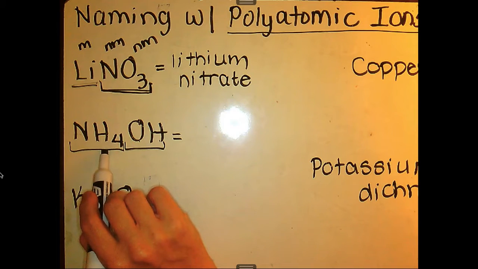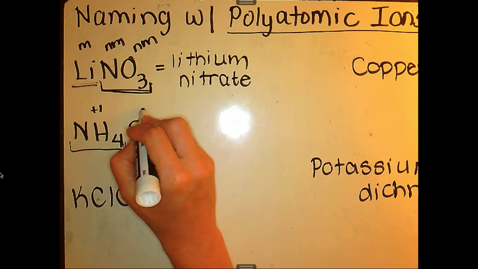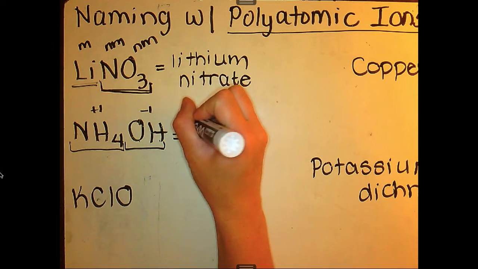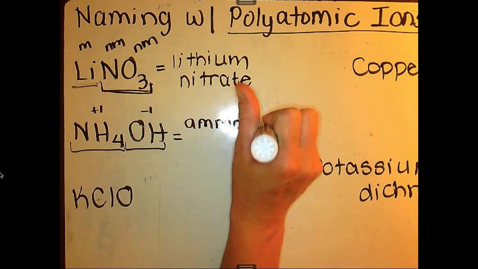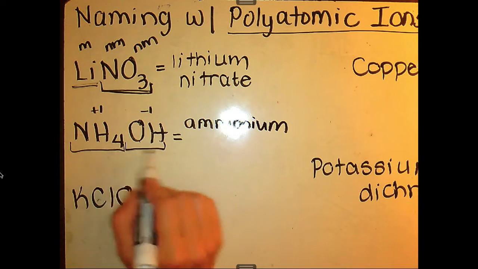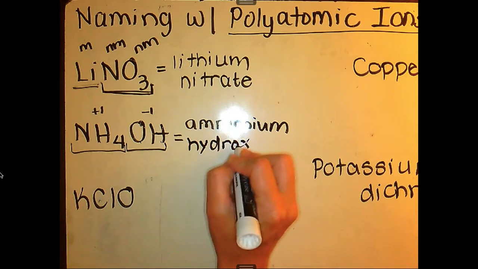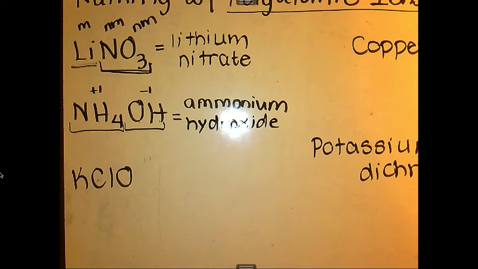What's confusing on this is that even though they're both ions, this one is actually a +1 and this one is actually a -1, which is why we can still use the same naming that we've been doing. And so this would end up being called ammonium. NH4 is called ammonium, and OH is called hydroxide. Ammonium hydroxide is our name there. Okay, let's take a look at another one.